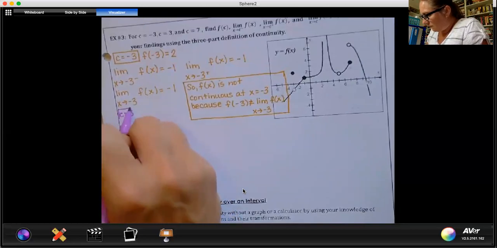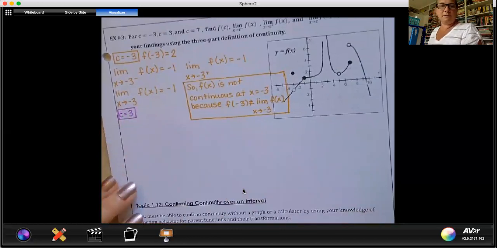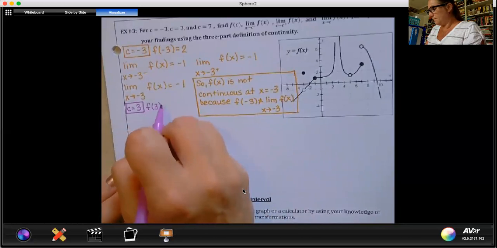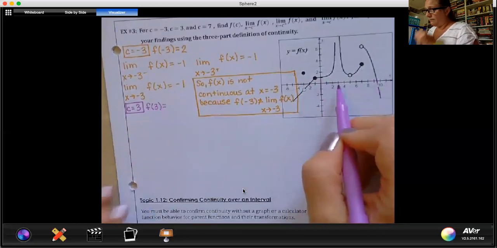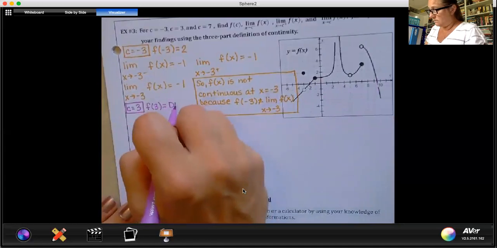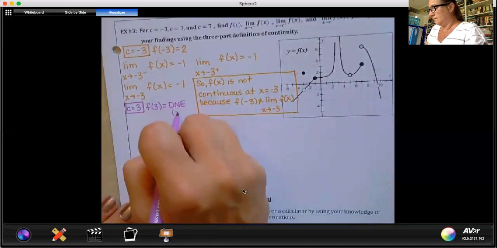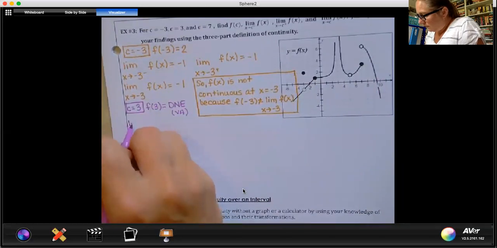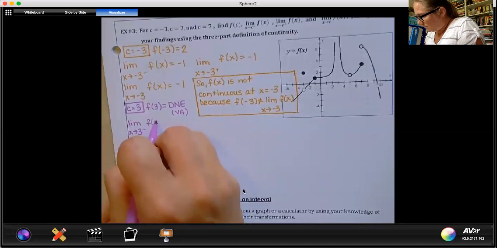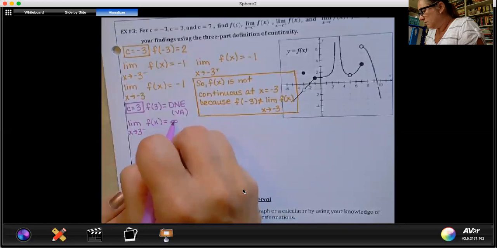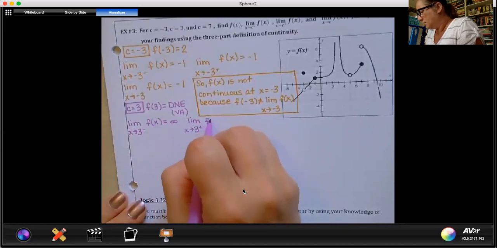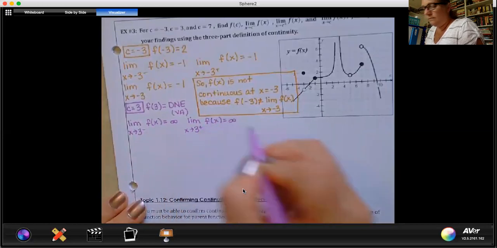So as you can see, the different colors allows me to save some space. So c equals 3. Start by finding f of 3. So f of 3 does not exist because it is a vertical asymptote. The limit as x approaches 3 from the left of the function is infinity. The limit as x approaches 3 from the right of the function is infinity.